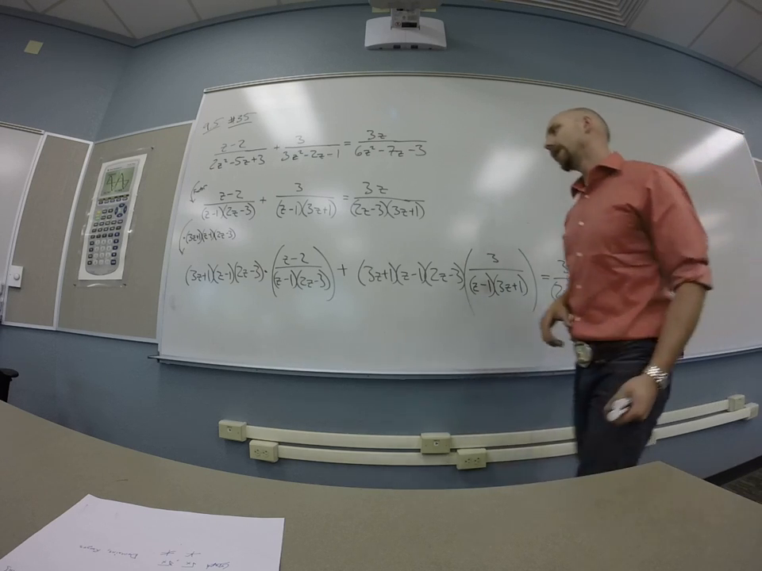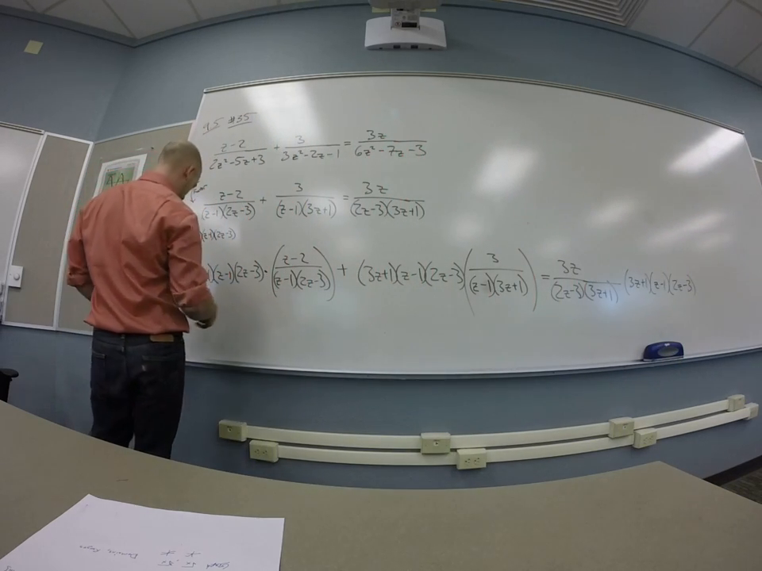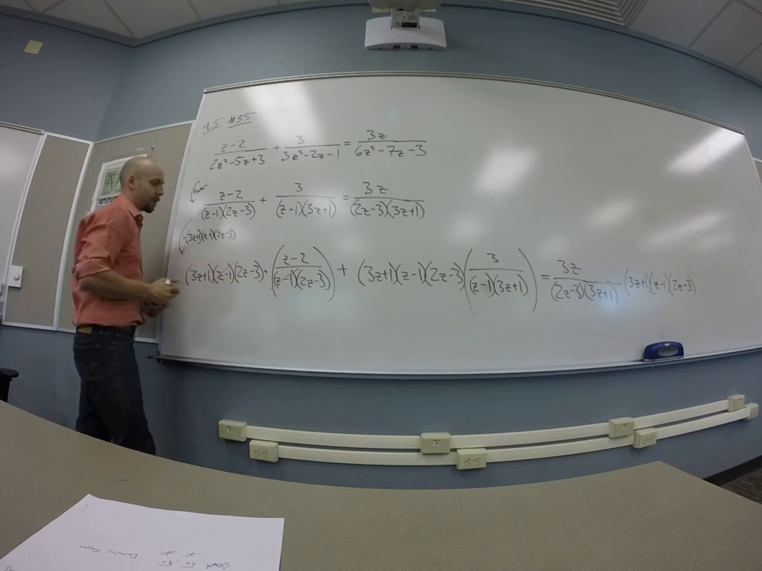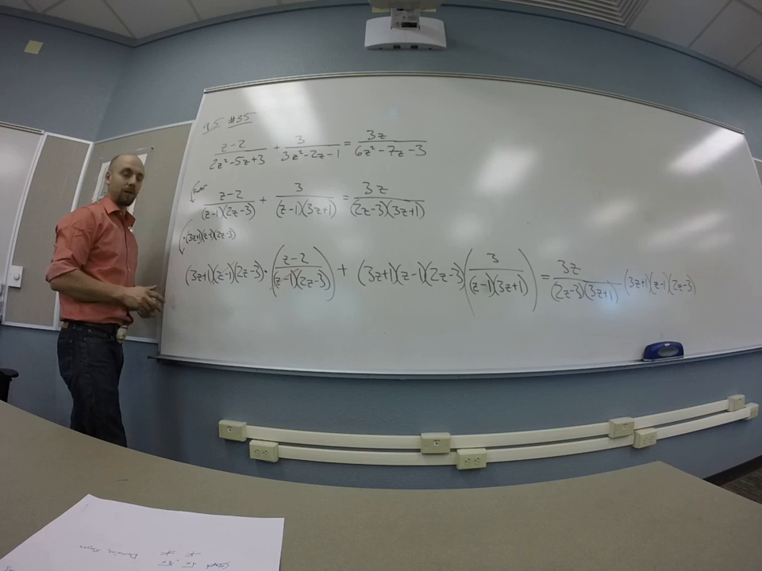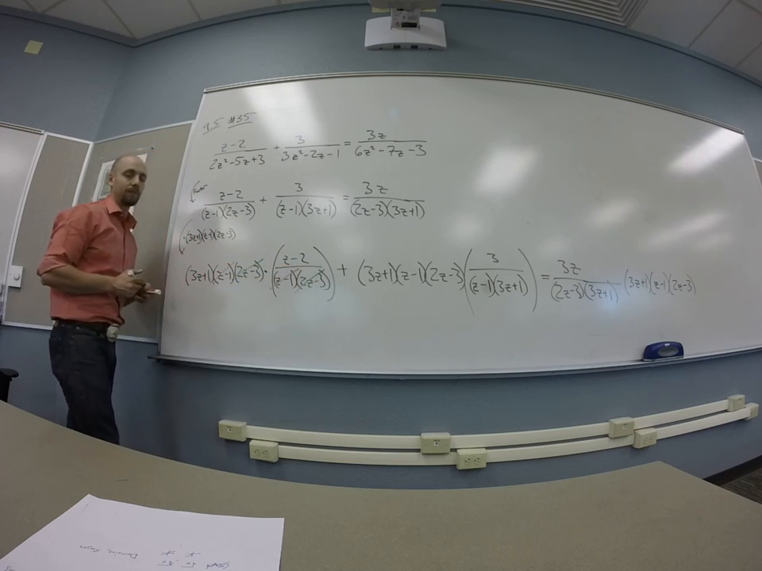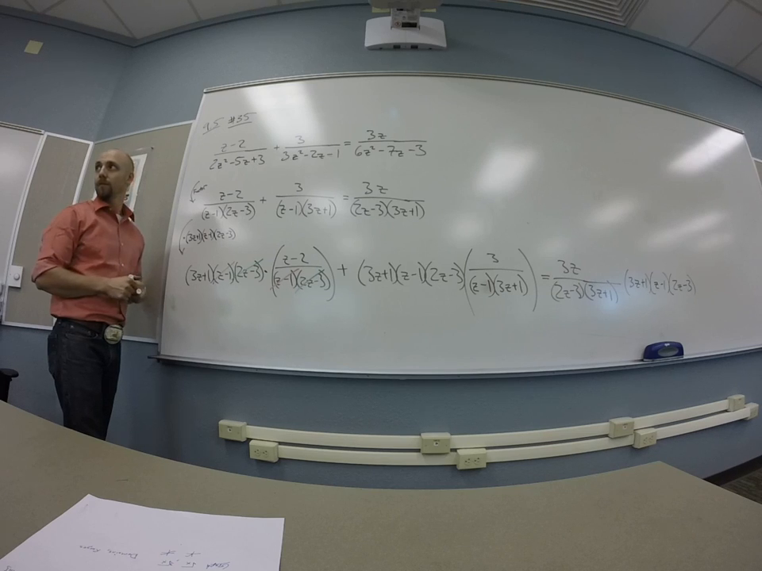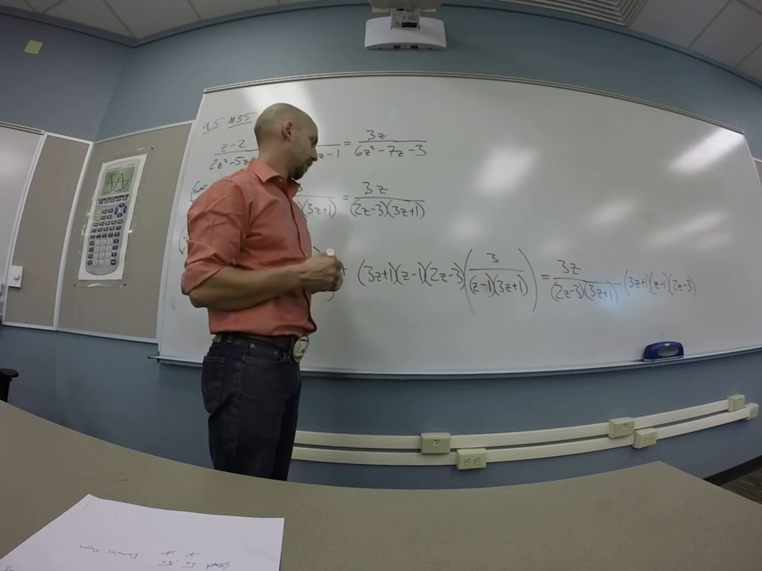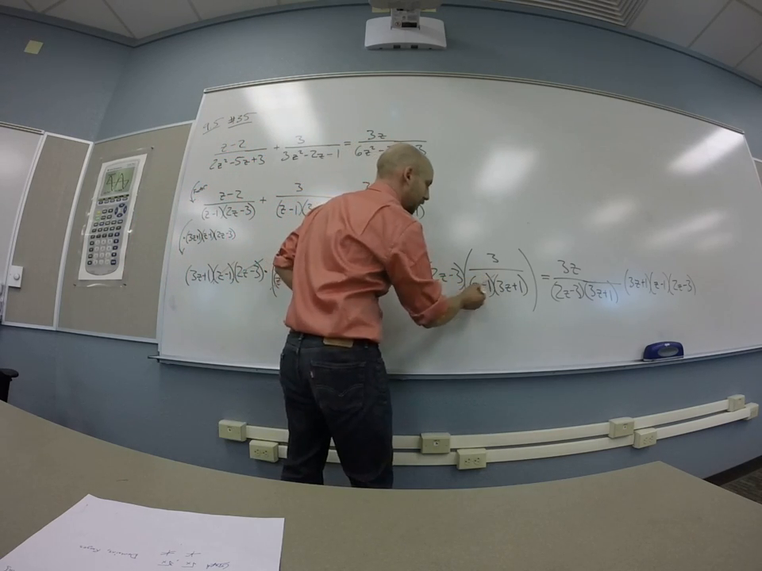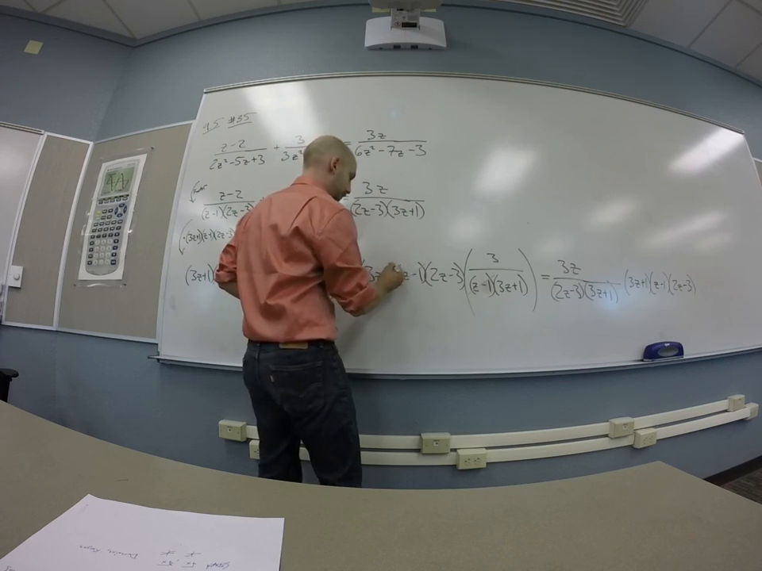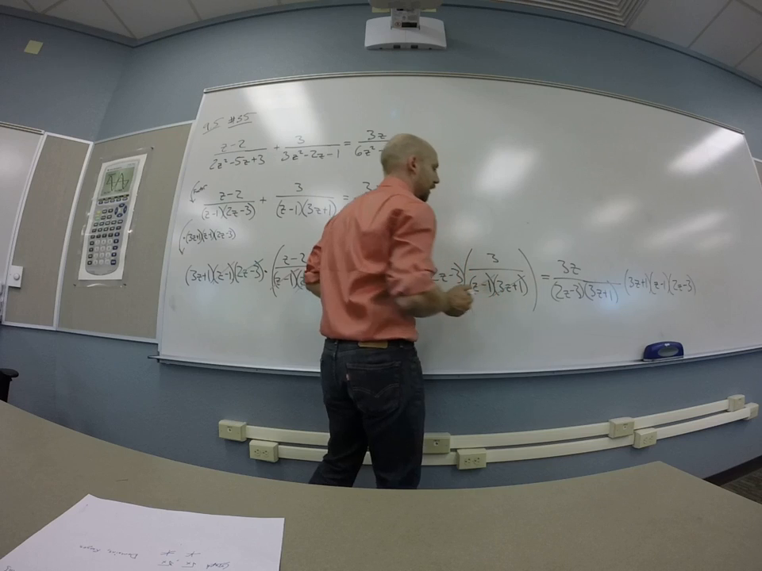So what cancels out of this first term? z minus 1 and 2z minus 3. Okay, so there's a z minus 1 on the top and the bottom. Then there's a 2z minus 3 on the top and on the bottom. Let's go with that. Okay, how about the middle term? z minus 1 again. Okay, the z minus 1's cancel again. And 3z plus 1, the 3z plus 1's cancel again.